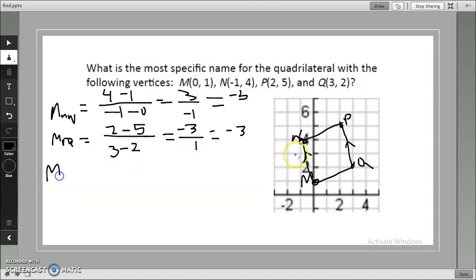Then we can do N and P. P is my second point, so we'll say 5 minus 4 over 2 minus negative 1, so that's plus 1. And that gives me 1 over 3. So we get 1/3, which means this is perpendicular to these two lines. And then we'll do MQ.